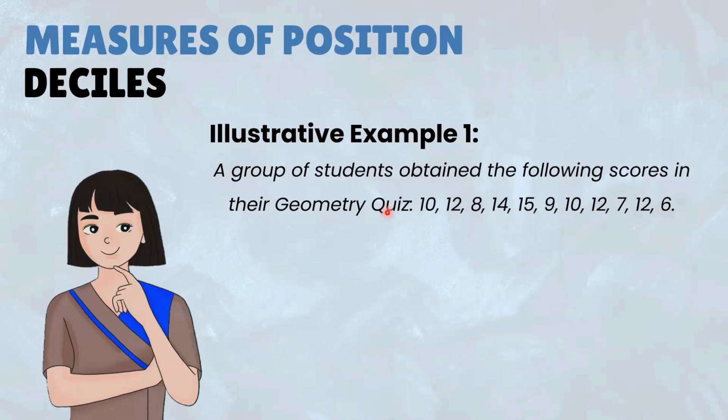So let's have an example. A group of students obtain the following scores in their geometry quiz. Let's say for this problem, we are looking for the 5th decile. Just like in quartiles, we also have the middle score in deciles.